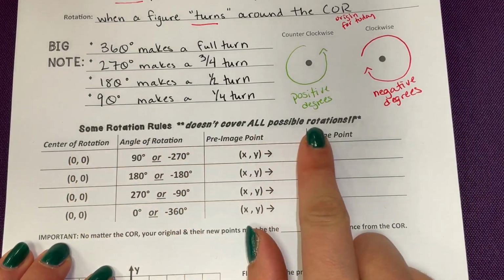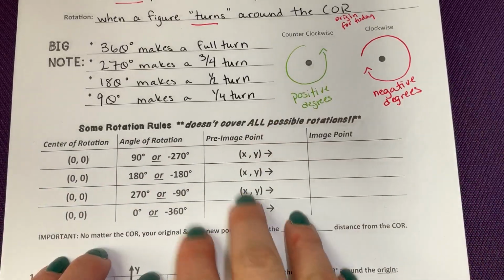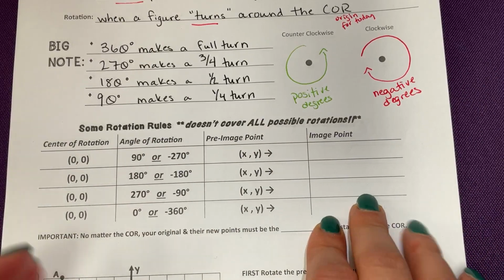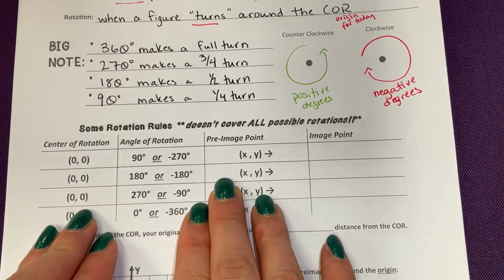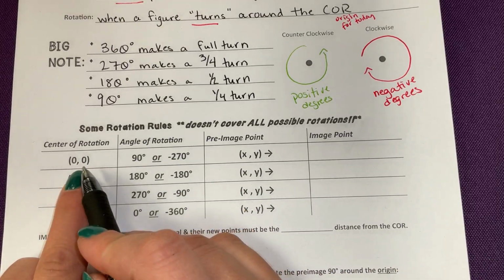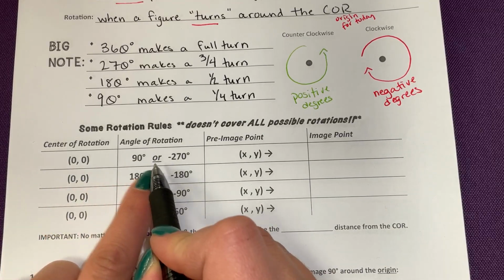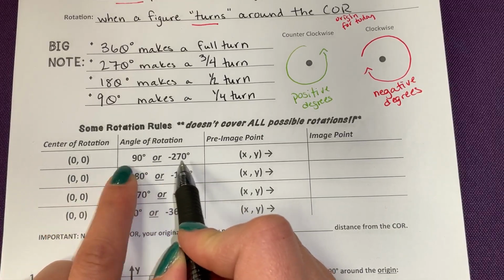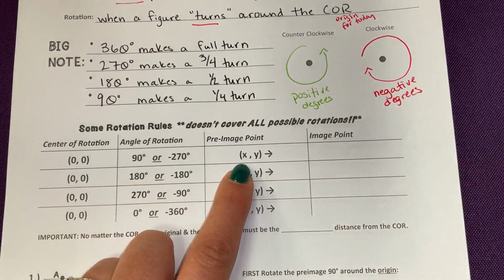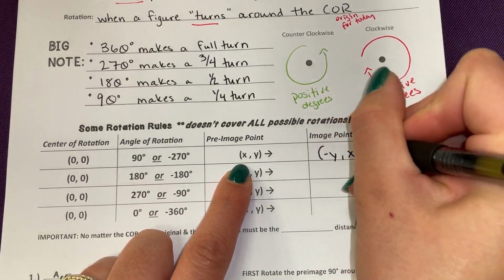Now, this doesn't cover all possible rotations in general, but for us, this will cover the rotations we are going to use. There might be a challenge problem where I might not use these beautiful numbers that we have written here. So in the first one, if your center of rotation is 0, 0, your angle of rotation is 90 degrees or negative 270, because these are the same, then your pre-image goes from (x, y) to (negative y, x).